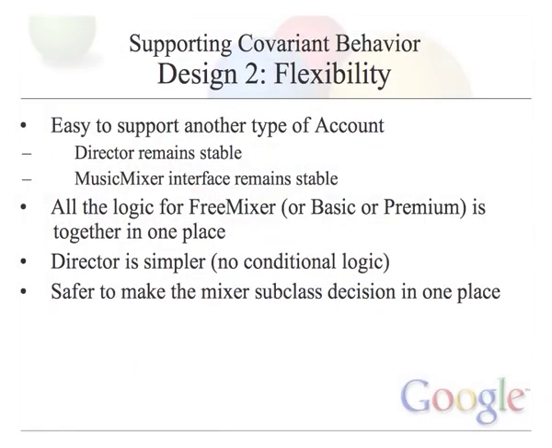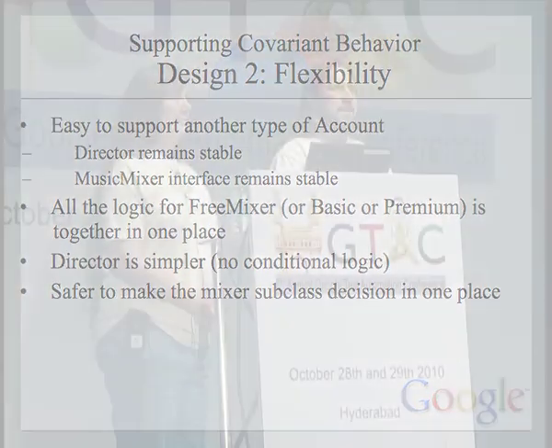This makes it really easy to support new account types because, again, we've eliminated the conditional logic from inside our director. All we have to do is create a new kind of music mixer and pass it in. We also, with this design, have addressed the consideration of the logic that was scattered about. Now we have a single place we can look and say, how does a premium account work? The directors become simple, and the bug that we saw a few slides ago is almost never going to occur.